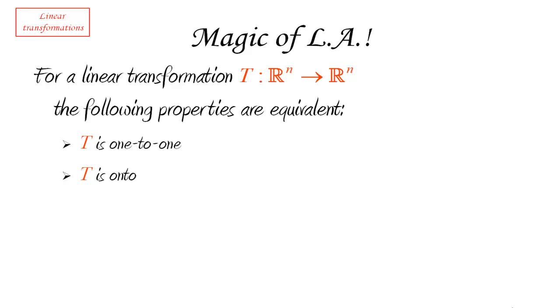Now, I said these are equivalent, which means that if T is one-to-one, it is onto. It also means that if T is onto, it is also going to be one-to-one. In other words, I can go back and forth between the two copies of Rn, and so we say that T is also going to be invertible. So this is the third equivalent property. If T is one-to-one, it means that T is invertible.